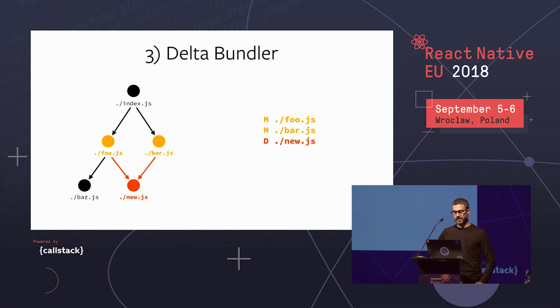A module can also be removed from the bundle. This only happens when it's no longer required by any other module. Here, if we remove the require to new.js from both foo and bar, Metro will tell the device that foo and bar have been modified since we modified them, and new.js has been deleted.